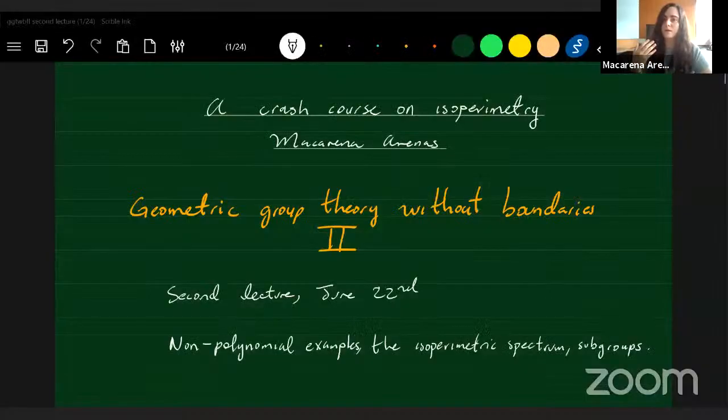function that an isoperimetric function can take. And we're also going to discuss subgroups if there's time at the end.